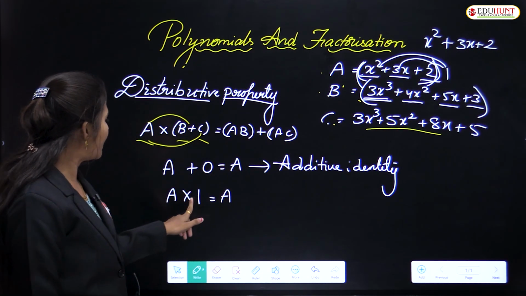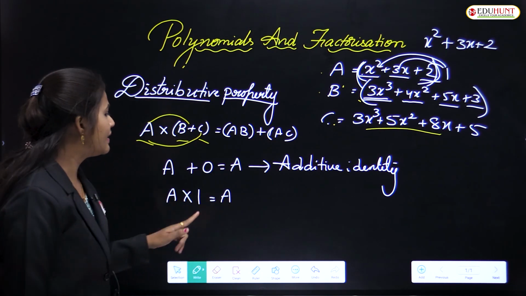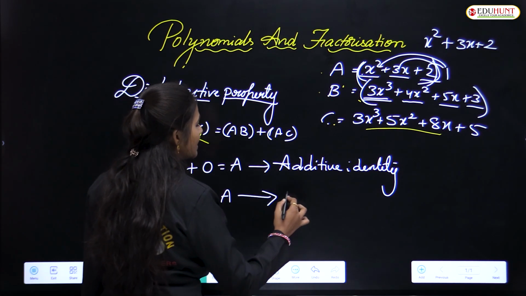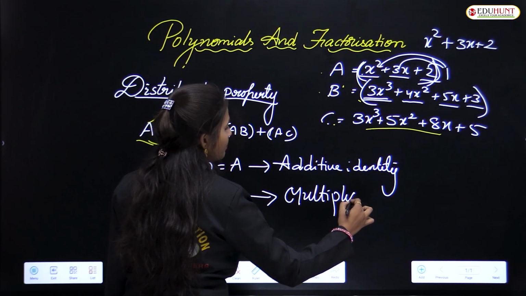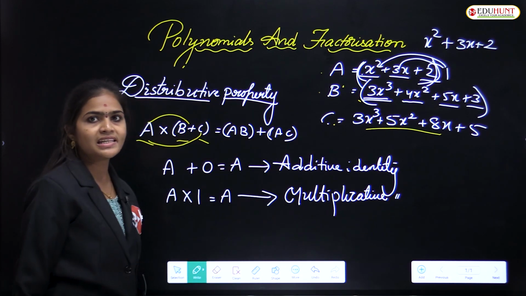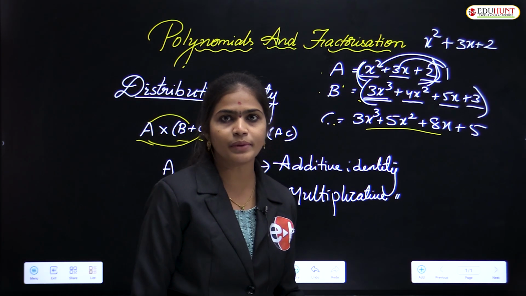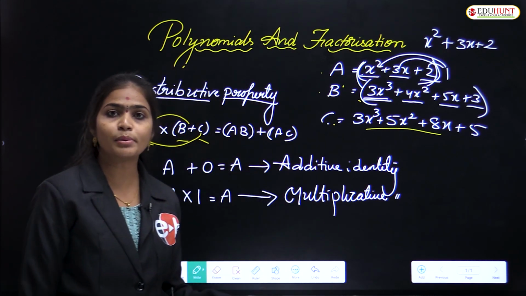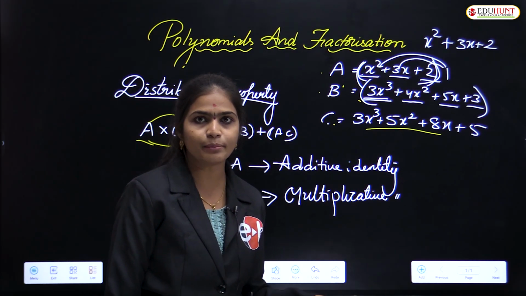So I am multiplying a with 1, and again I am getting a only. That's why this is called the multiplicative identity. So which element is called the additive identity? 0 is called the additive identity element. And what is the multiplicative identity element? 1 is called the multiplicative identity element.